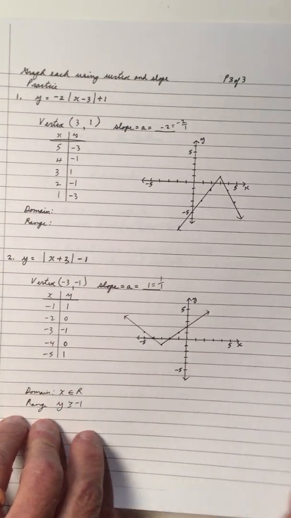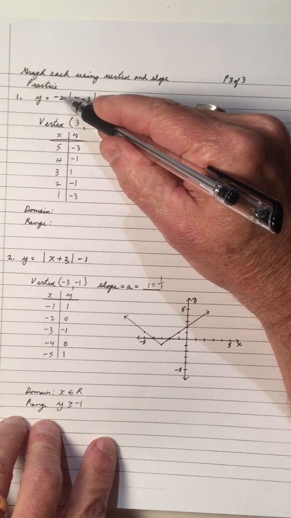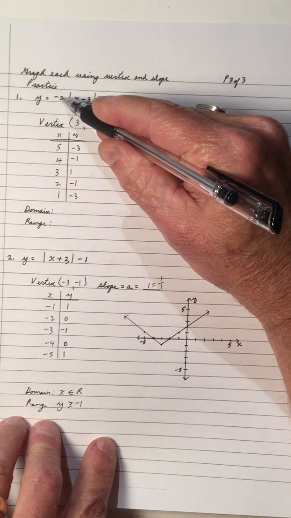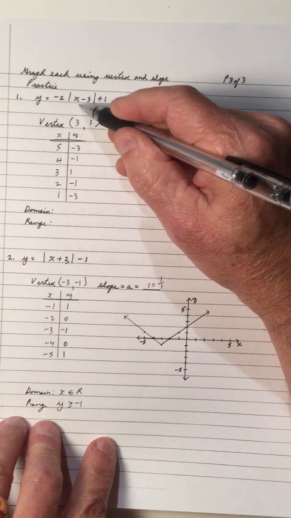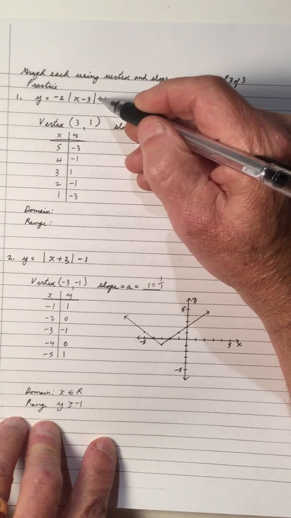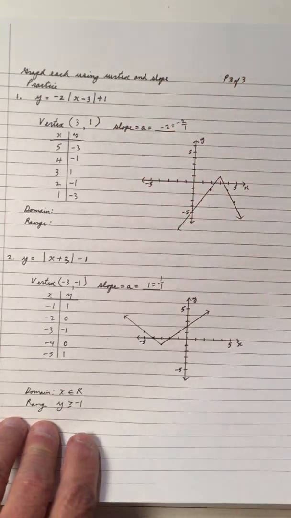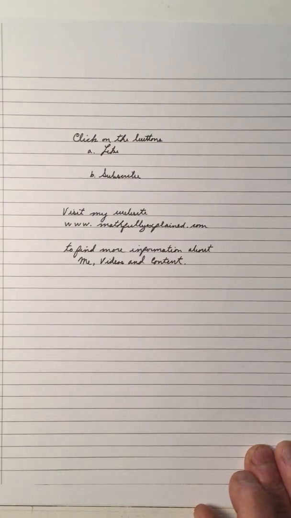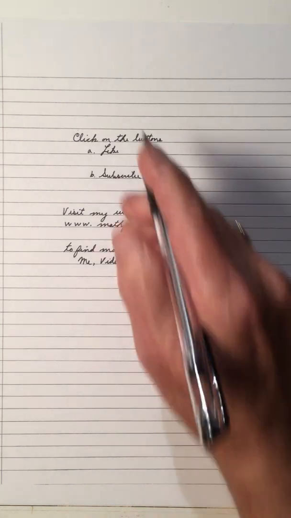So again, the number in the front is the slope. So this one, notice, is opening down. The vertex is the opposite of the x value that's inside the absolute value, keeping the y the same. And that's graphing using the vertex and the slope, or vertex and the table of values.